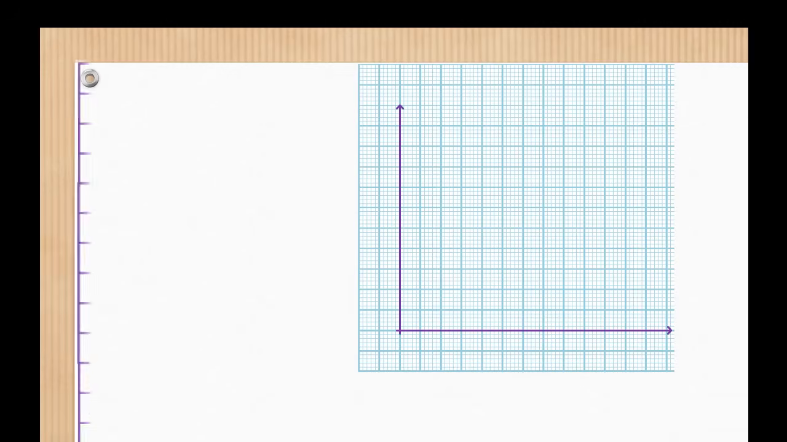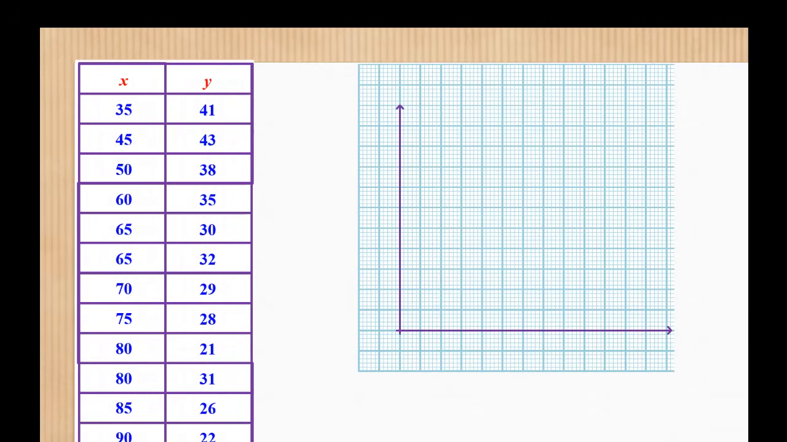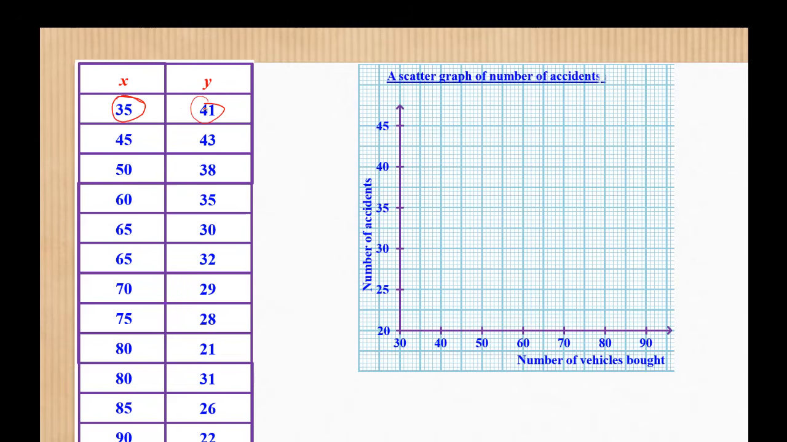These are the values we are going to plot. Then use intervals of 2 centimeters to get a good scale for the horizontal, encompassing all the values of x. Then also intervals of 2 centimeters to get a scale for the vertical, encompassing all the values. Then we shall plot x is 35 and y is 41. We shall also need a title.